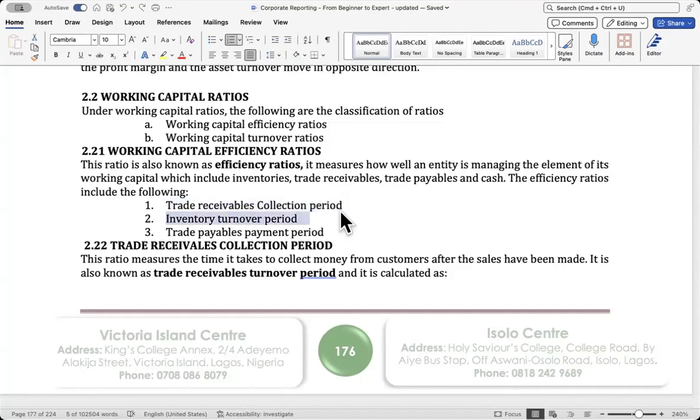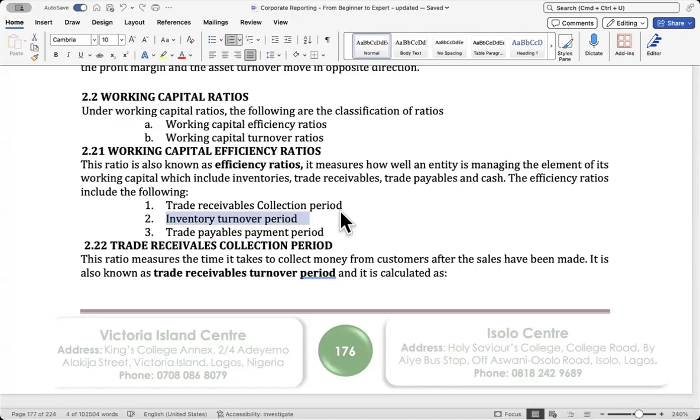While the inventory turnover period measures the number of days it takes an entity to sell its inventory, to clear up its inventory, and is measured as inventory over cost of sales. I mean, you find this in the text. They will say that inventory is average inventory.